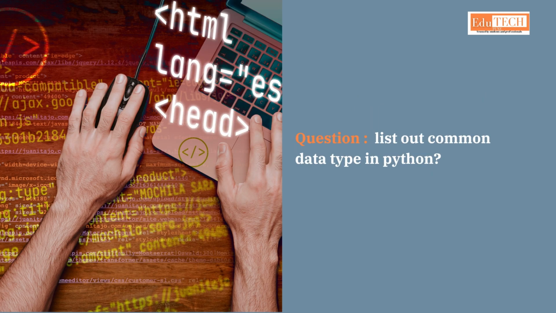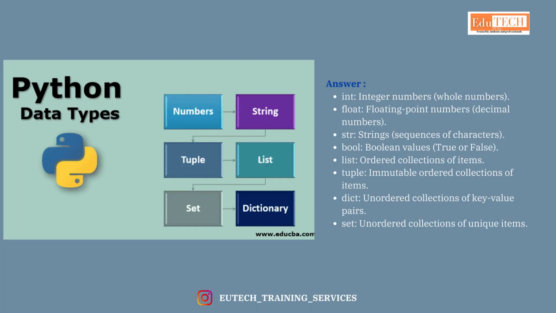Question: List out common data type in Python. Answer: int, integer numbers, whole numbers. Float, floating point numbers, decimal numbers. str, strings, sequences of characters. Bool, Boolean values, true or false. List, ordered collections of items. Tuple, immutable ordered collections of items. Dict, unordered collections of key-value pairs. Set, unordered collections of unique items.